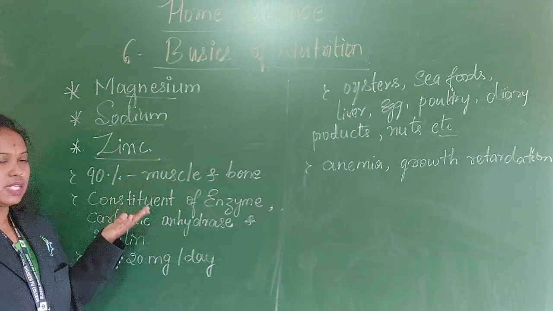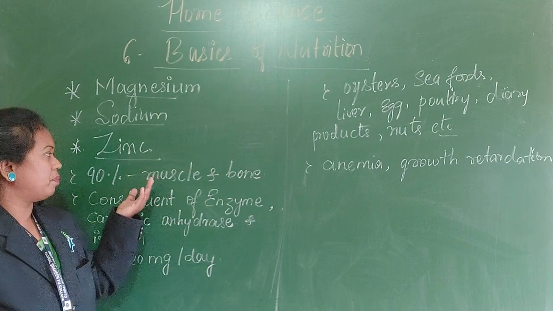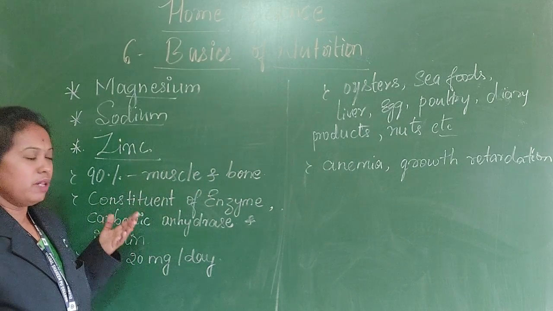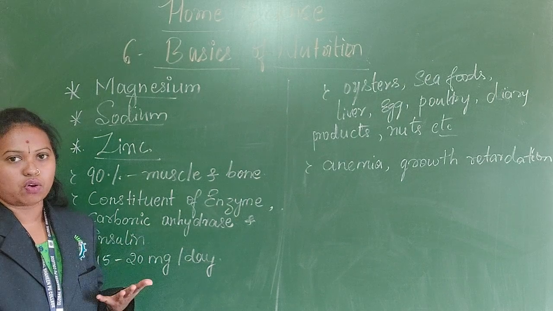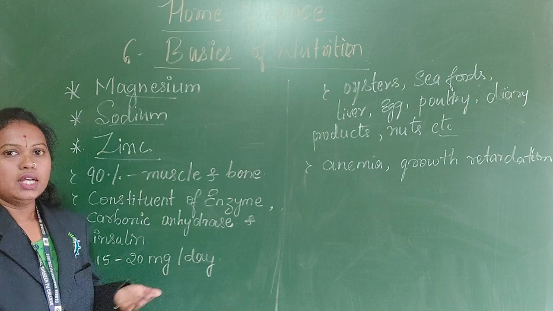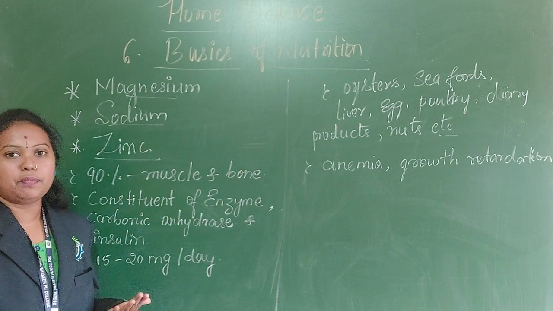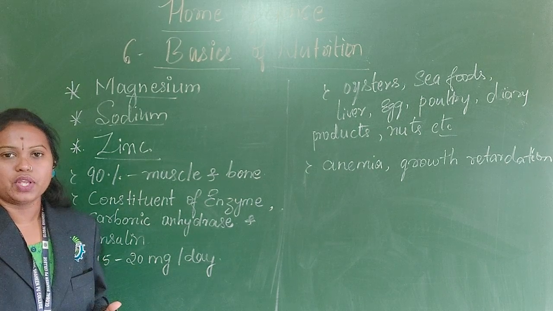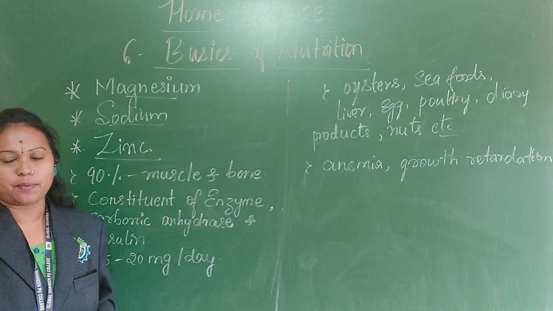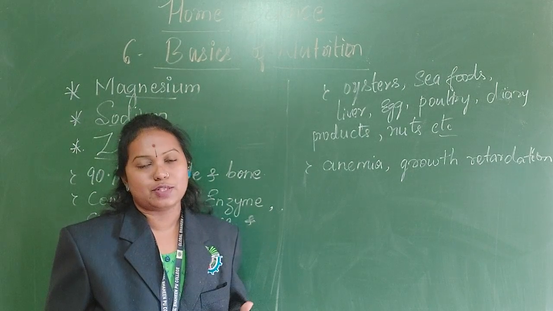What is meant by zinc? Zinc is a kind of mineral. About 90% of the body's zinc is in the muscle and bone. It helps to keep your immune system strong. It is a constituent of the enzyme carbonic anhydrase and of insulin. It helps to keep the immune system strong because it is very much necessary for the immune cell functioning, and a deficiency can lead to a weakened immune response.